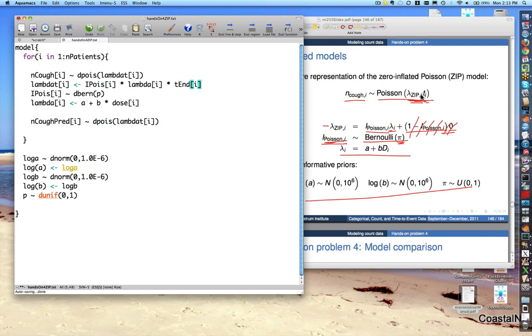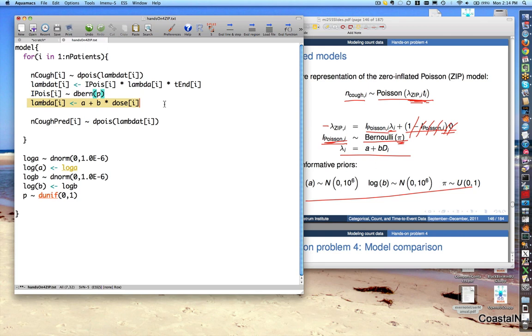And then our I Poisson is Bernoulli distributed with some probability p. That again is our mixture probability. In this case the p is the probability of coming from the standard Poisson, and 1 minus p would be the probability of coming from that zero inflation component. Another way of thinking about it is 1 minus p also represents the fraction of excess zeros compared to a standard Poisson.